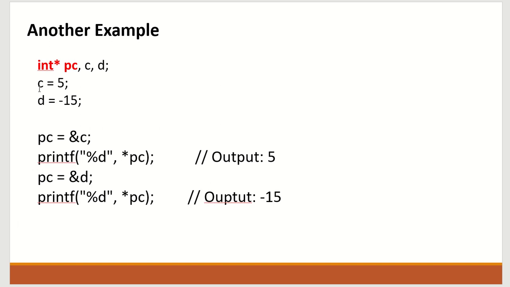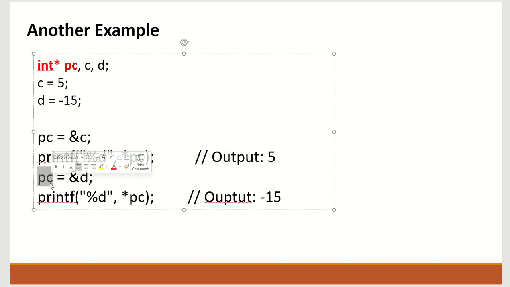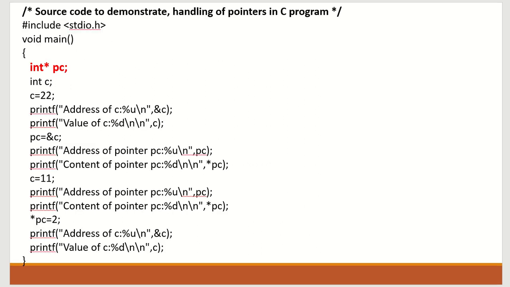Another example: c and d are both normal variables. So c equal to 5 and d equal to -15. Right now your pointer is pointing to the address of c, so *pc will give you 5. But then in the next line the pointer is pointing to the address of d. So *pc now will give you -15 because we have changed the pointer's pointing arrow. Earlier it was pointing to the address of c. Now it is pointing to the address of what? d.